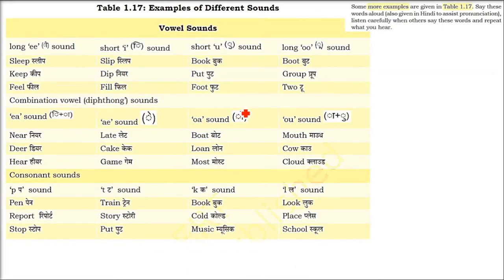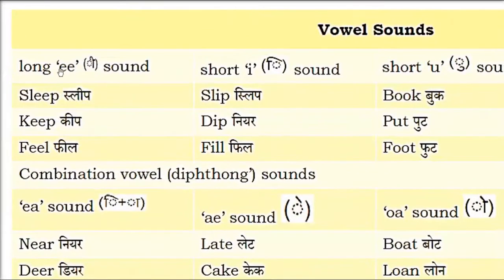Let us take examples of these different sounds. First, let us start with vowels. Then we'll talk about diphthongs, that is the combination of vowels, and then third is consonants. So first are the vowel sounds. When you have two E, it becomes long E. Sleep, keep, feel. So you are giving stress on E.